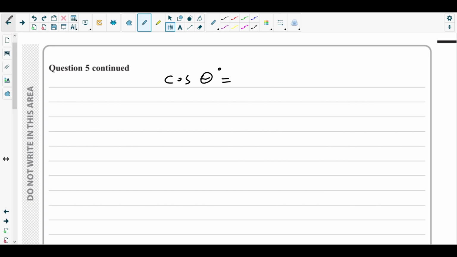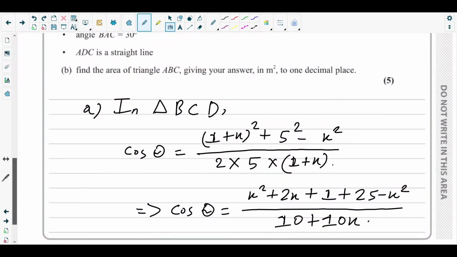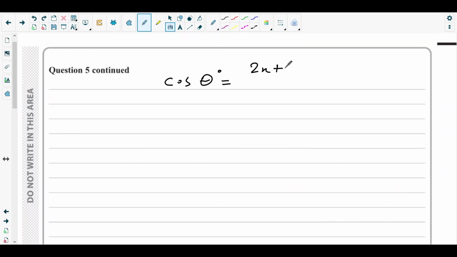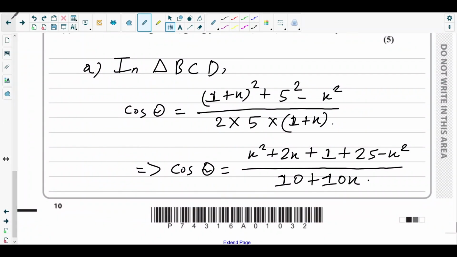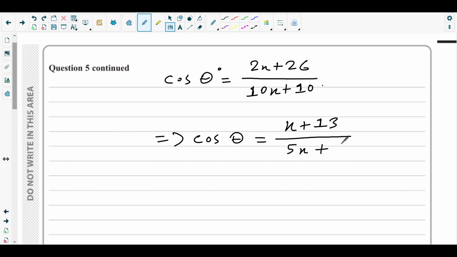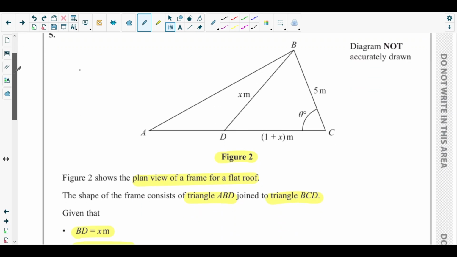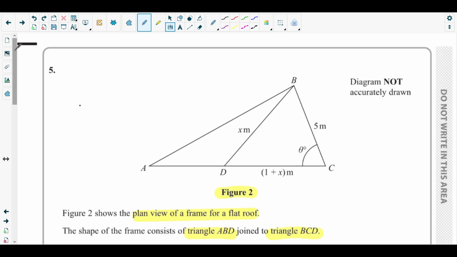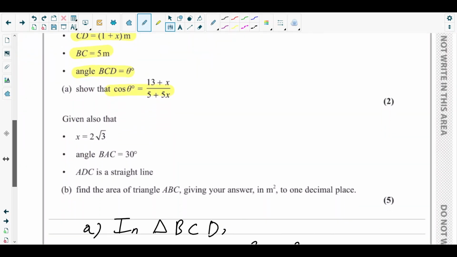So cos theta degrees equals twice of x plus 26 divided by 10 plus 10x, that is 10x plus 10. Now we can divide the numerator and the denominator by 2 to get x plus 13 over 5x plus 5. That's exactly what part A of question number 5 has asked to show.